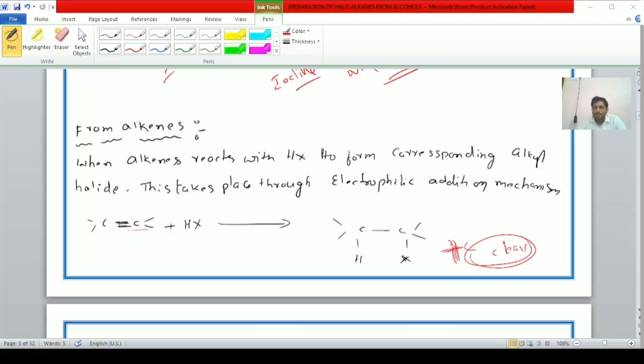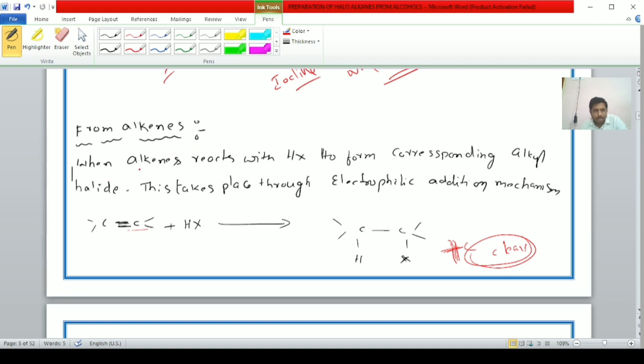Next student, in the previous class we completed the preparation of alkyl halides from alkanes. Now we are discussing preparation from alkenes. Most crucial student and very important. Concentrate more. Observe the cursor student.